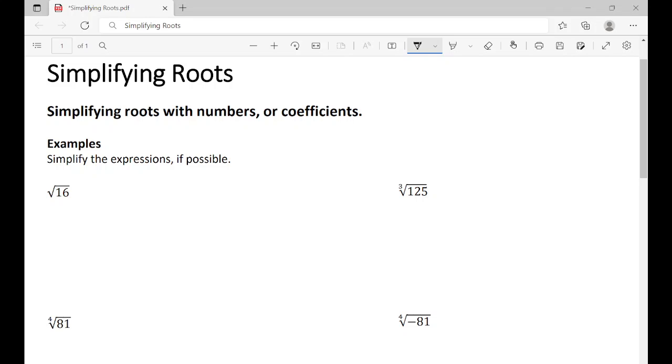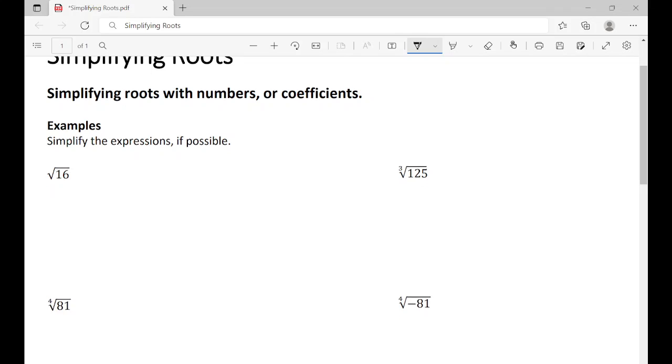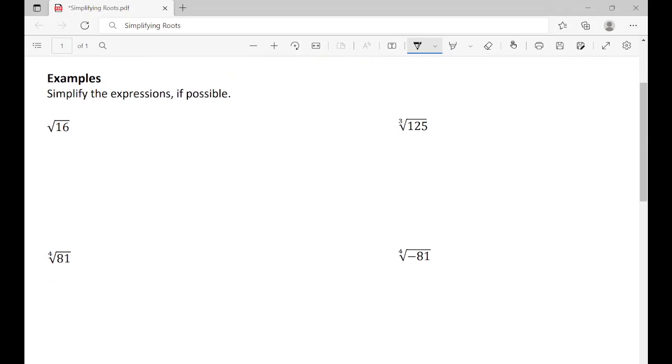When it comes to simplifying roots, there's two parts that you can simplify: the number, or the coefficient, and the variables. So I'm going to go over some examples of how to do both when they're perfect squares or perfect cubes. So first, square root of 16. Square root of 16 is 4.